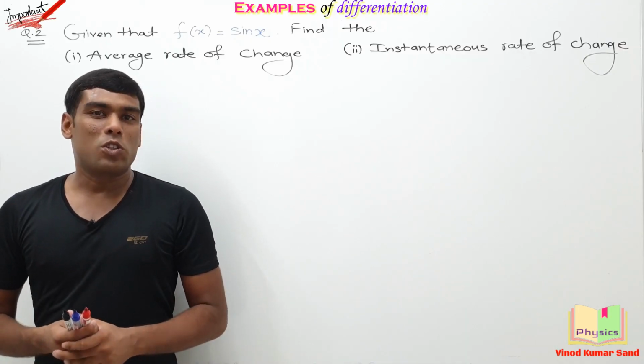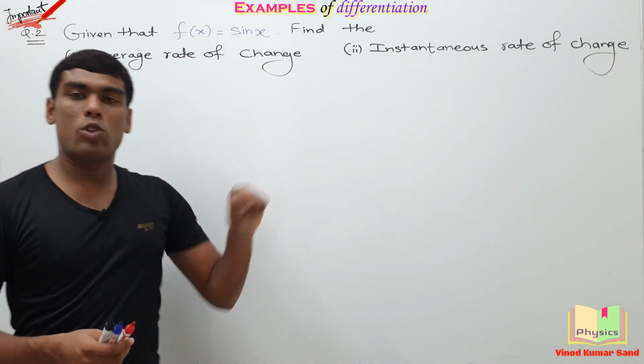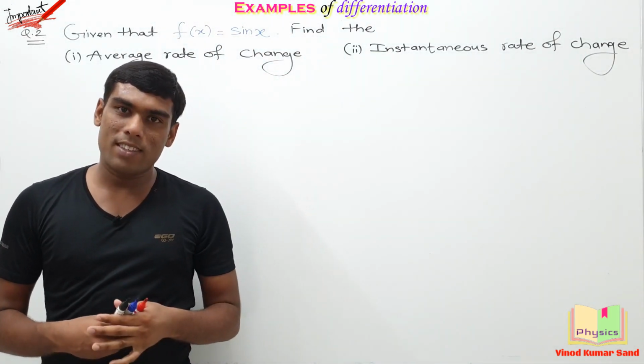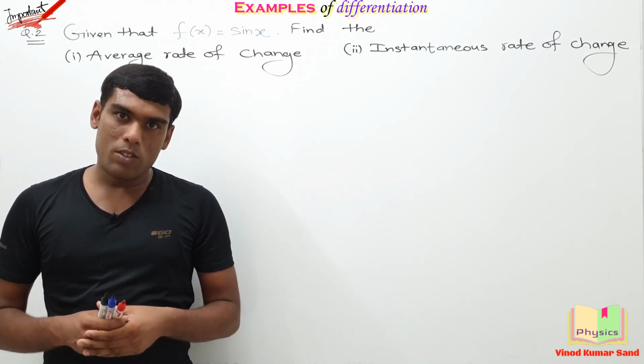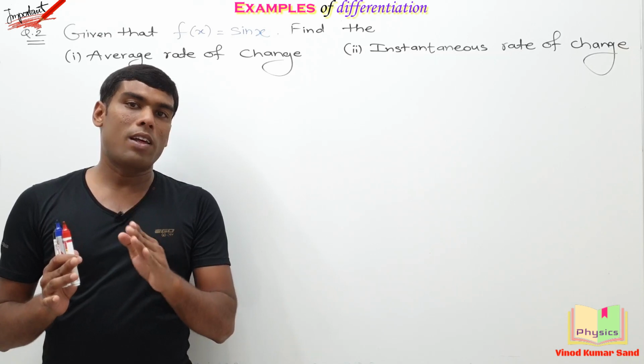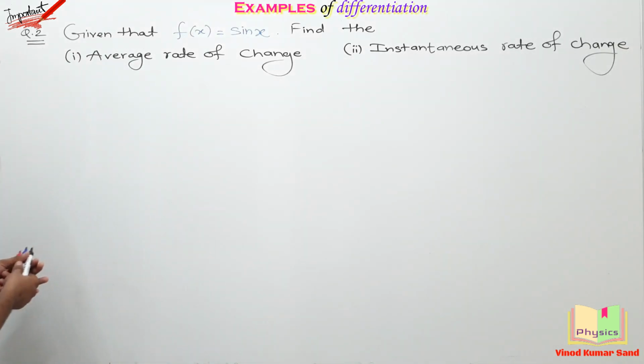Here is the next question. We have a function sin x and we need to obtain the average rate of change as well as the instantaneous rate of change. You can pause the video here and give it a try yourself. The steps are similar to what we have done in question number 1. I am solving it here.